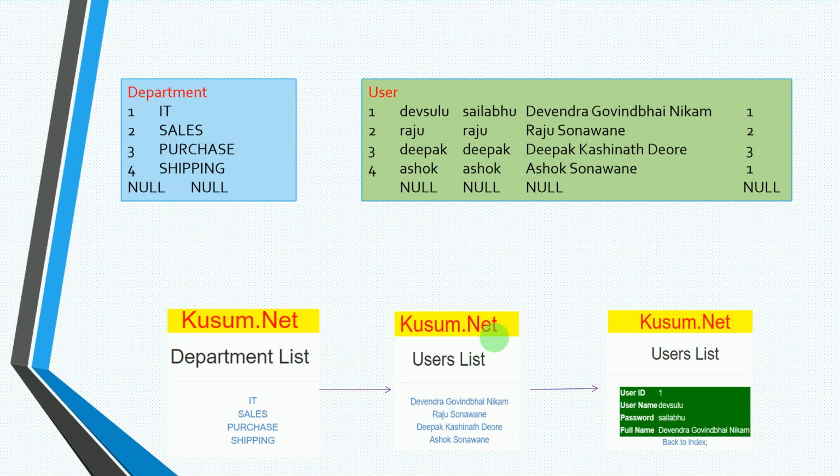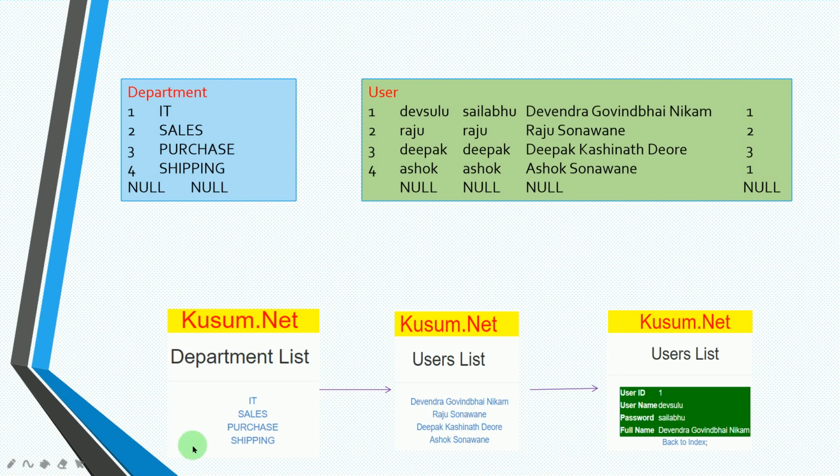Today I will use these two tables: the department table and the user table. Inside the department table there is the ID and name of the department. In the user table there is ID, username, password, full name and the department ID as a foreign key, right? So we can take the department names in the user table.